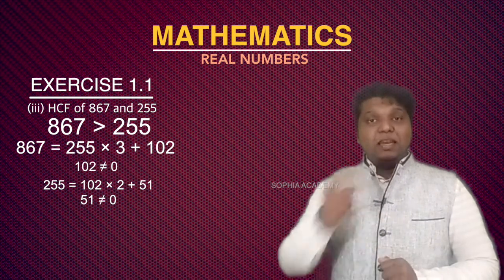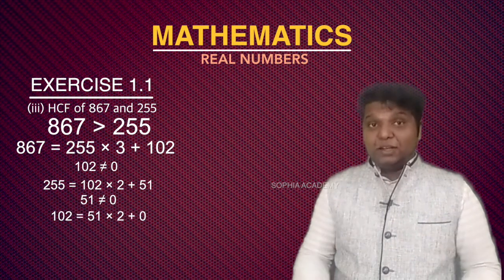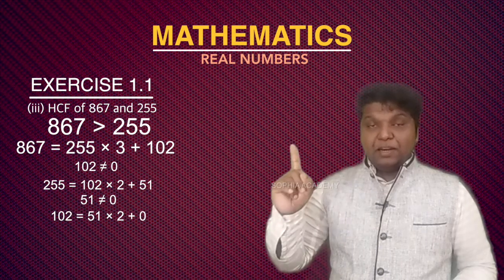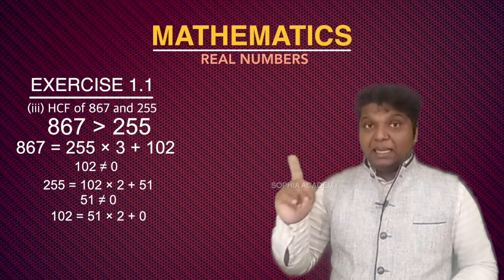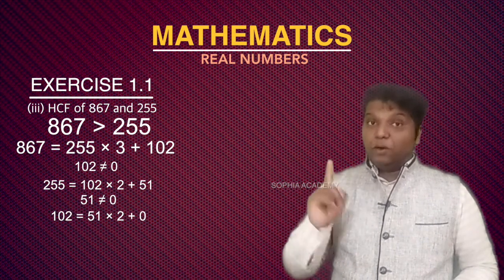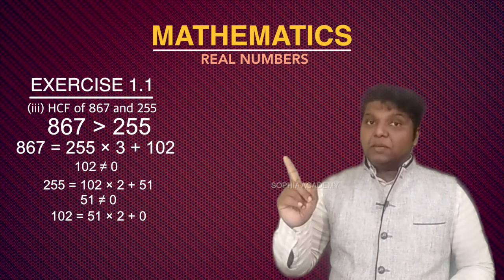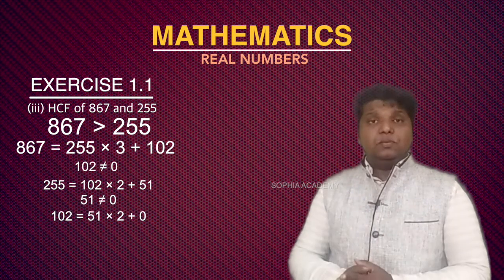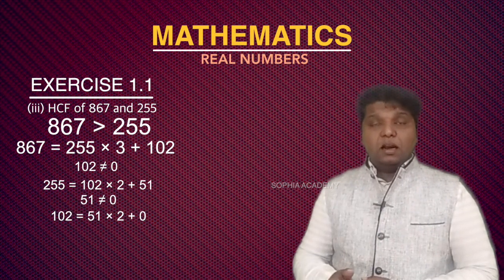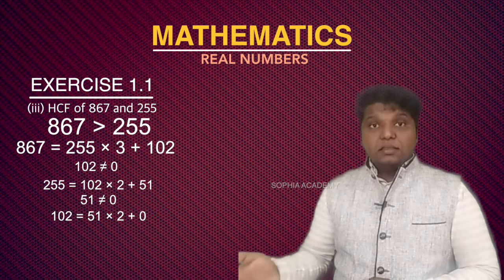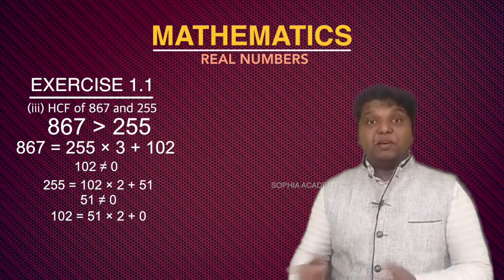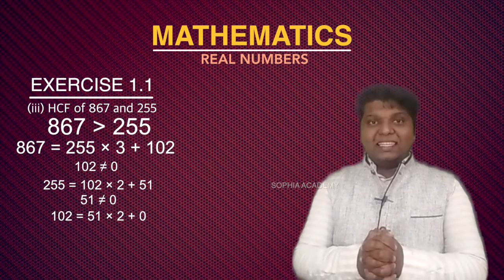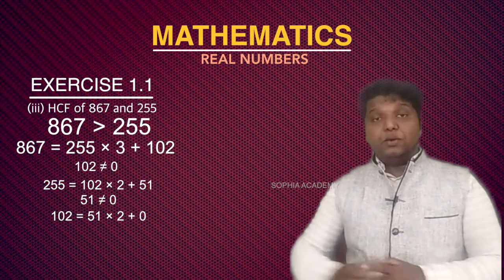Next step. 102 is equal to, tell me how many times? By 51 you have to do. Every time you have to divide by the remainder of the previous step. Forget not. Here the remainder of the previous step was 51, so let us divide by 51. 51 into 2 plus what is the remainder after that? 0. That means 51 2s are 102. It's totally inside that number, right? So that's why you got the remainder as 0.